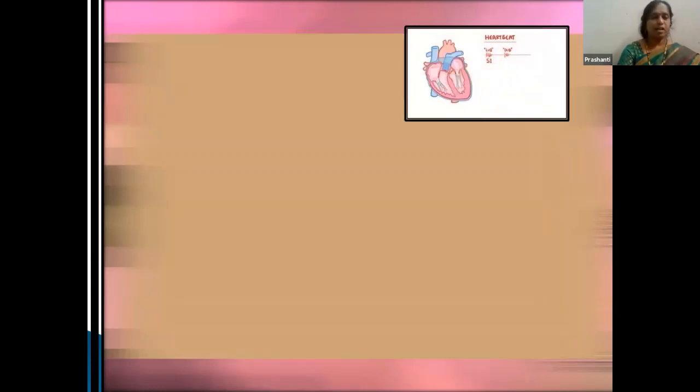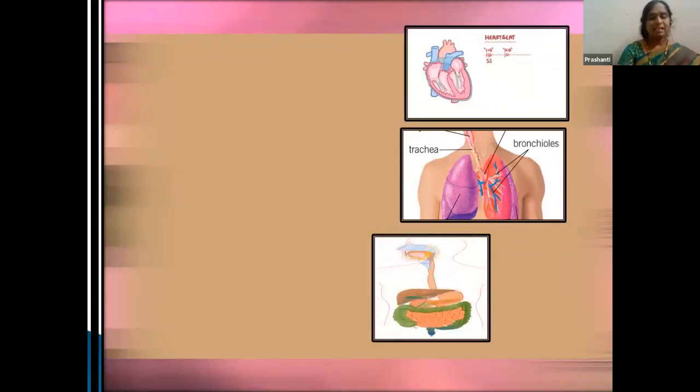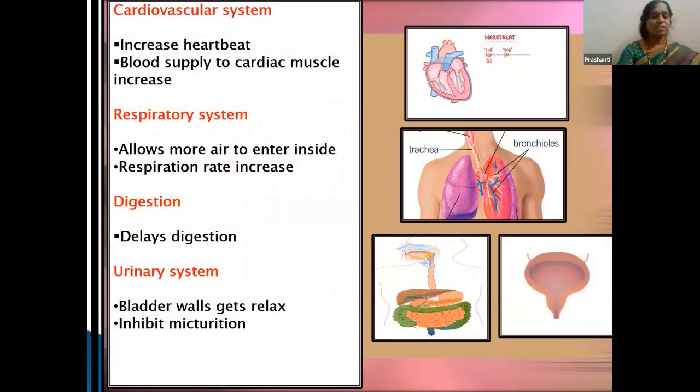So it shows an effect on the heart. It increases the heart rate and cardiac output to supply the body with oxygenated blood. Next, in the respiratory system, it allows more airflow through the lungs. And it will delay our digestion, children, even though we take food, when we are in tension. It also shows its effect on the urinary bladder: relaxation of the detrusor muscles and contraction of the urethral sphincter, which helps in stopping the urine output.